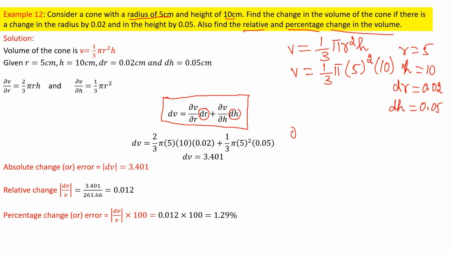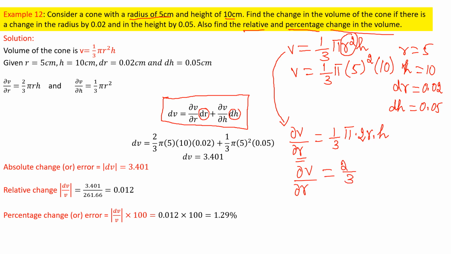So let me calculate dou v by dou r. What is the meaning of dou v by dou r? Take the function v, do the partial derivative with respect to the value r. So what I will get, we have 1 by 3 as constant, pi also constant, derivative of r power 2 with respect to r will give you 2r, and h also constant. So I have written dou v by dou r as 2 by 3 pi r h.